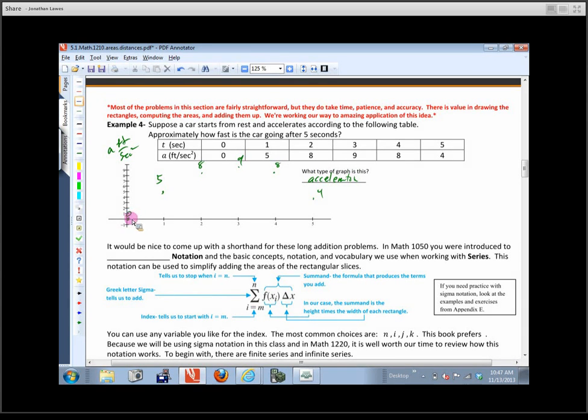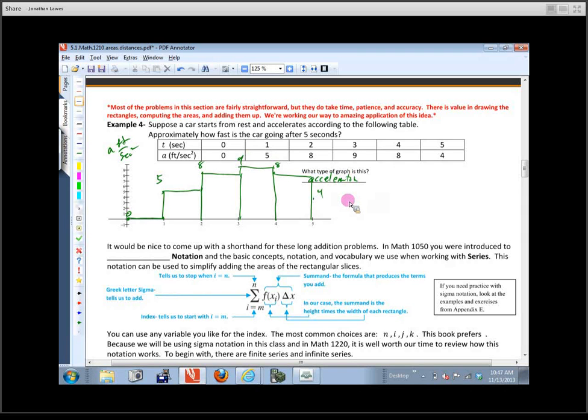So left endpoint, 0 for a height. Left endpoint, 5 for a height. Left endpoint, 8 for a height. Left endpoint, 9 for a height. And left endpoint, 8 for a height. There are the 5.